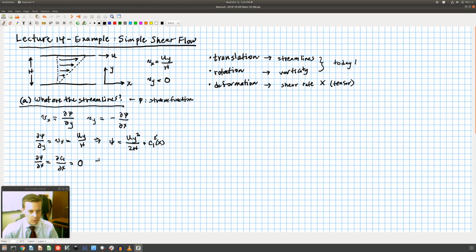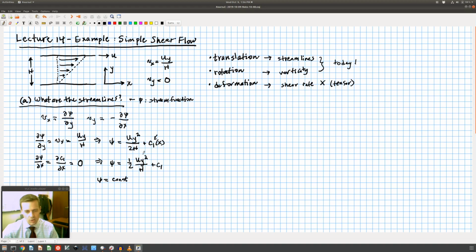I can integrate this expression, and if I integrate that, I just get that c1 is a constant. So I proved that this doesn't depend on x. Now I can write my total stream function as 1/2 u y squared divided by h plus c1, where c1 now is truly a constant. Now, what I told you is that we need to find streamlines. So what are streamlines? I said that lines of constant stream function are streamlines. So I can rearrange this to find what my y values are for my streamlines.